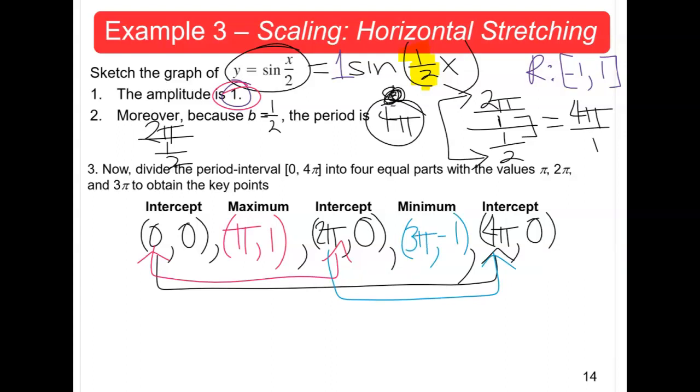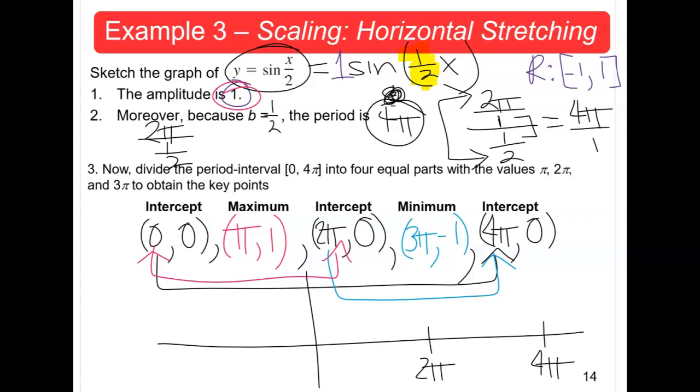So just to graph it quickly here, let's say this is 4 pi, and then we have here 2 pi. So x-intercept, x-intercept, x-intercept. Let's say this is 1, this is -1. And so we will have here at pi a maximum, and here at 3 pi, we will have a minimum point. And so the graph will look like that. And I believe we were only asked to graph one period. So yeah, that's it. This is the end of the video.